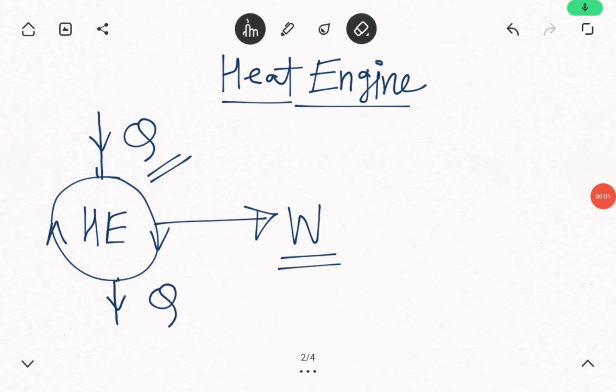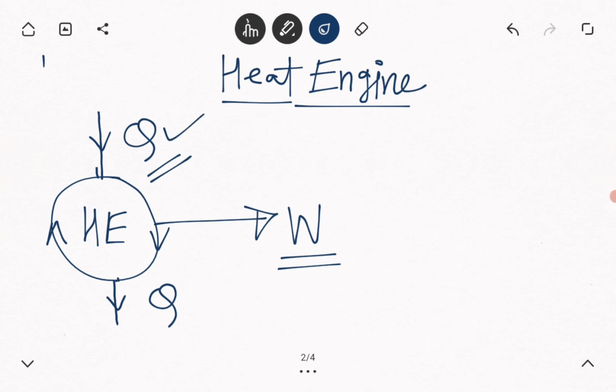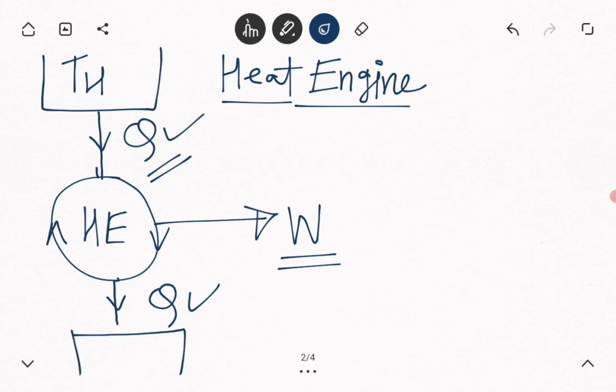This heat input given to the heat engine comes from a high temperature body. Let's say its temperature is TH. This heat rejected from the heat engine goes to a low temperature body. Let's say its temperature is TL. Let's say this heat added to the heat engine is QH and the heat rejected from the heat engine is QL.